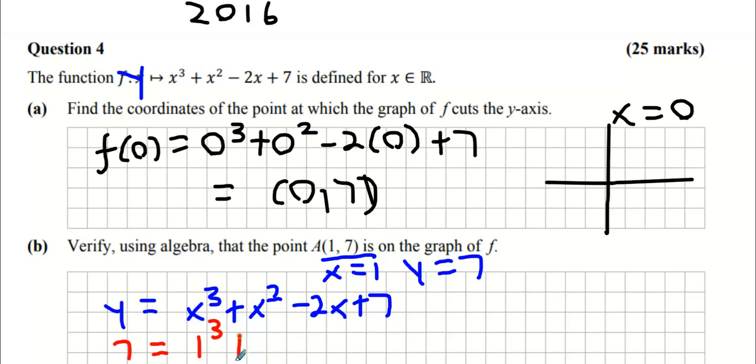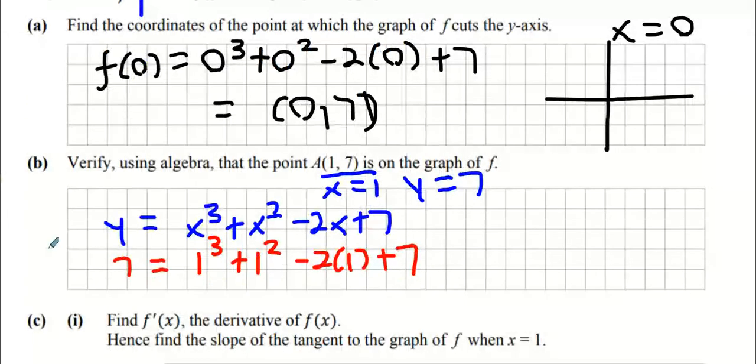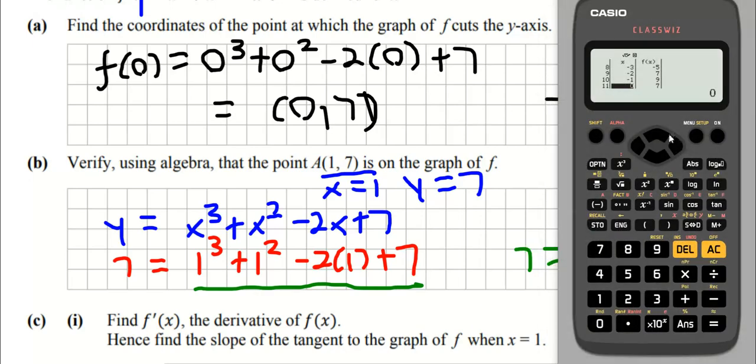So you're going to get 1 cubed plus 1 squared minus 2 times 1 plus 7. You can put all of this into the calculator, and what you'll end up with is 7 equals 7. And because it balances, because that point balances the equation, it means that that point is on the line. And we also know this from our table function that the point 1, 7 is definitely on the line.